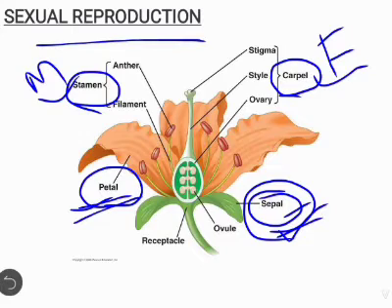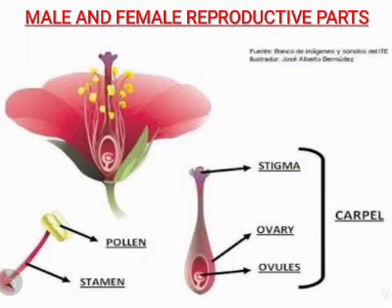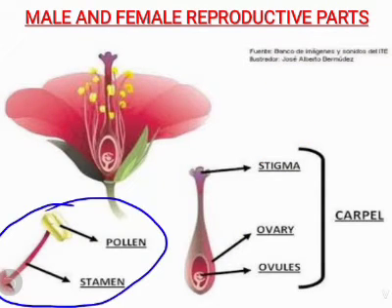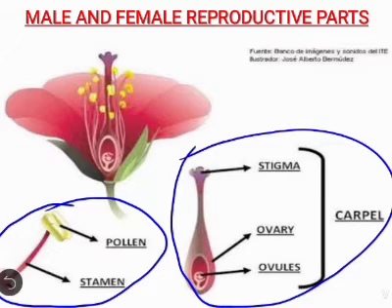Now come to the pistil or carpel, also known as pistil. The pistil or carpel is the female reproductive organ of a flower, and stamen is the male reproductive part of a flower. Now let's discuss the structure of carpel and stamen in detail.